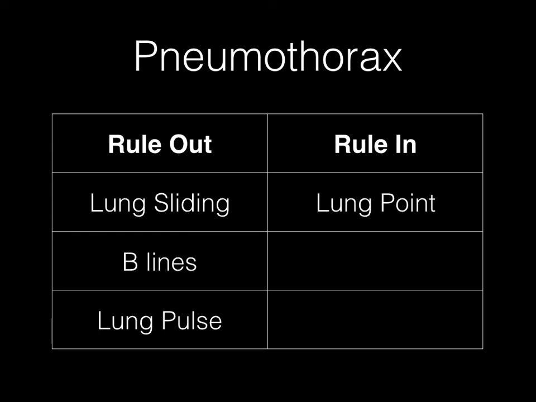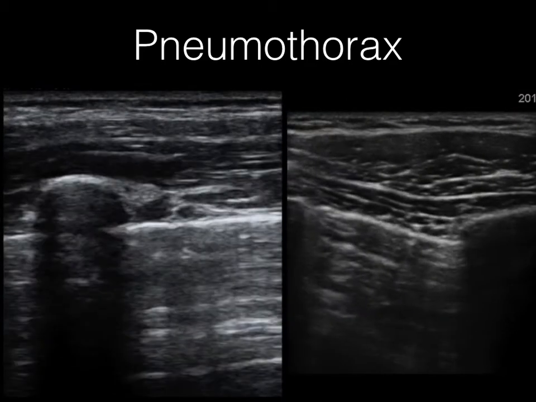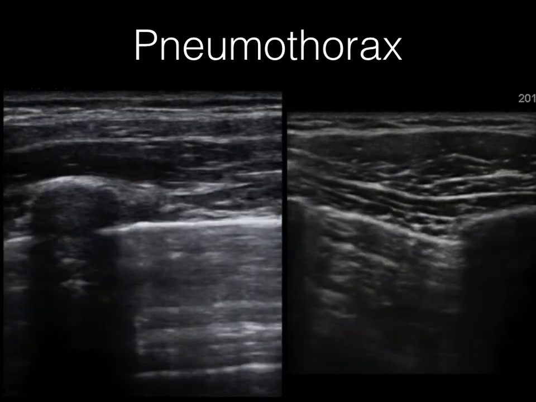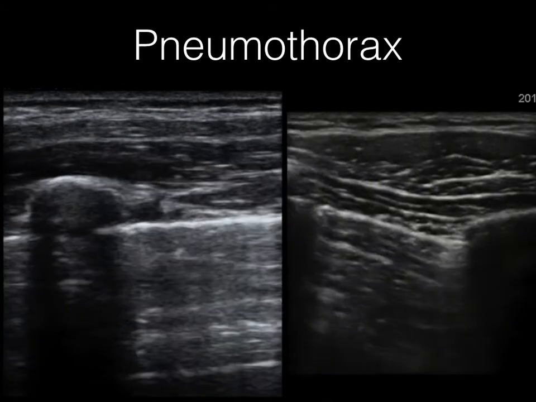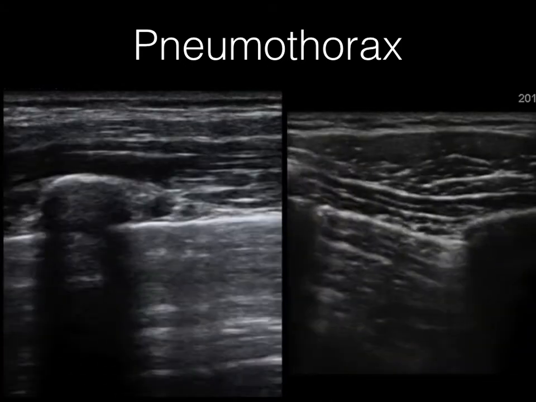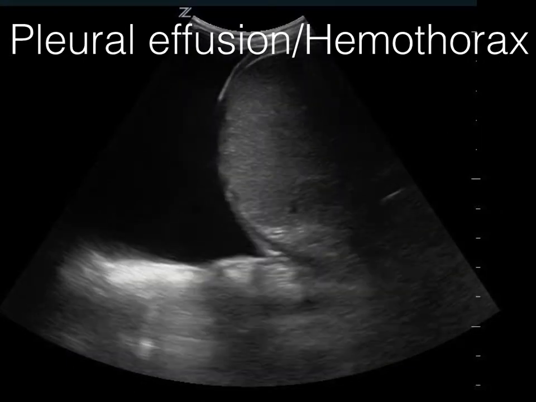Now, we're not talking about pneumothorax. We've already talked about our rule in and rule out signs previously when we covered pneumothorax. And for those of you who forgot what to look for or what they look like, the clip on the left, no pneumothorax. The clip on the right is a pneumothorax. In addition to that, we're not going to be talking about pleural effusions or hemothoraces, again, because we've covered it already.